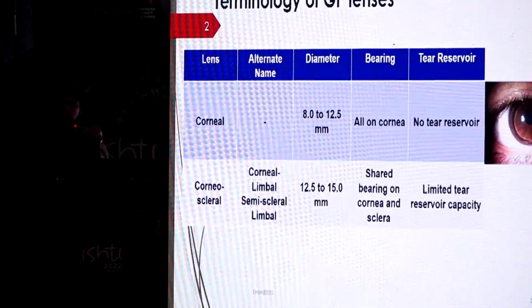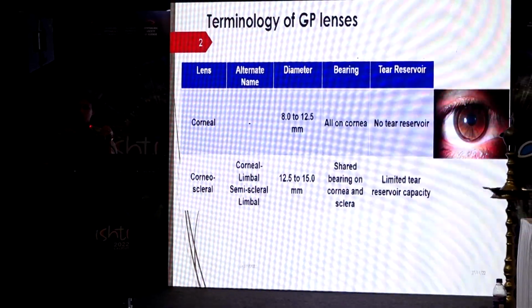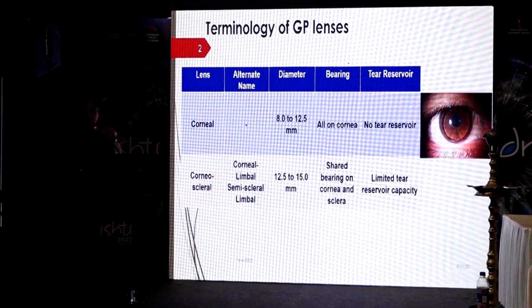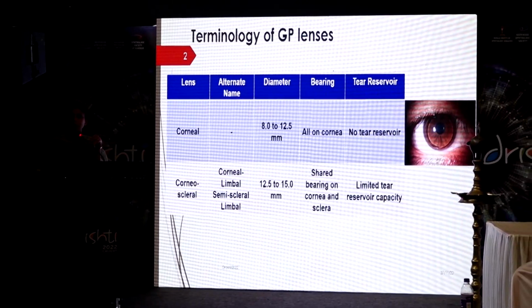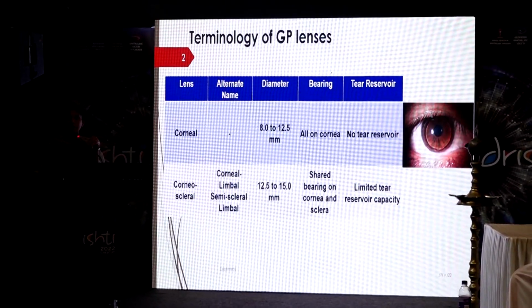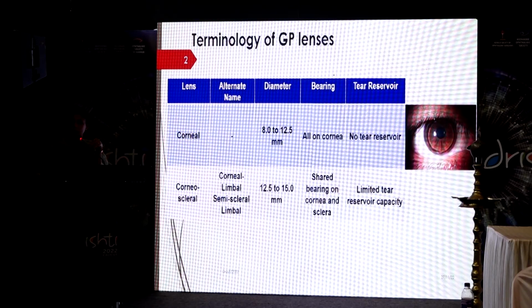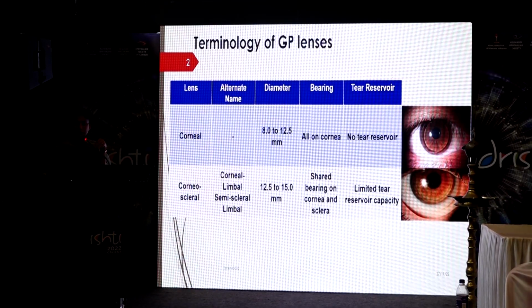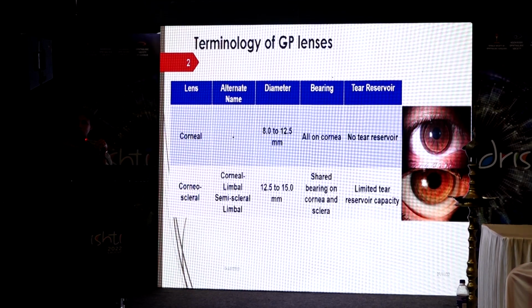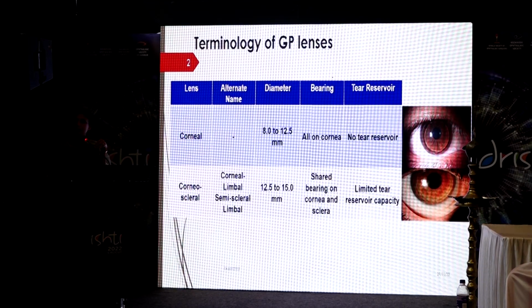If you talk about a corneoscleral lens, it is otherwise known as semiscleral lenses or corneal limbal lenses. The diameter ranges anywhere between 12.5 to 15 mm, and it has a shared bearing on the cornea and the sclera with a limited tear reservoir. So this lens kind of looks like a soft lens over the eye, but the material is a rigid gas permeable material.